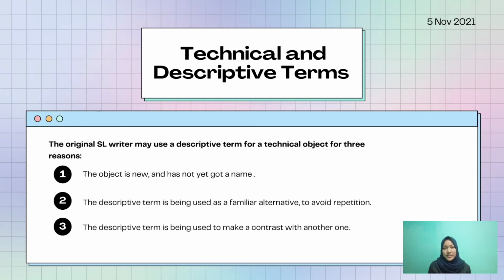Whilst the technical term may be a translator's find and will help to acclimatize the professional reader, it is a mistake to invariably prefer it, bearing in mind that the descriptive term in the SL text may serve other communicative purposes.